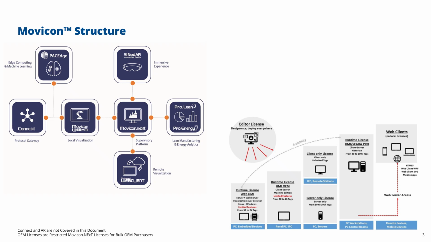There's also the Runtime HMI SCADA Pro, which is a client server combined in a single device, and this includes both the server and the client, and we have multiple capabilities there from 50 tags upwards. And then we also support web clients with no local license using an HTML5 web browser. So there's multiple options there: WebHMI, OEMs, client and separate server license, runtime client and server license, and web clients. And web clients also includes mobile devices.